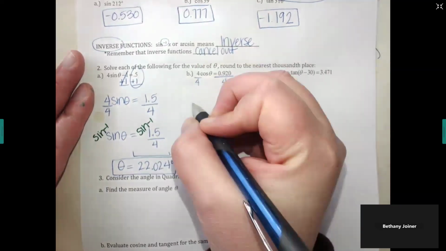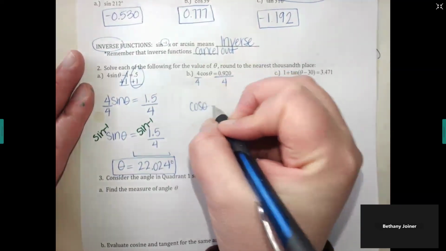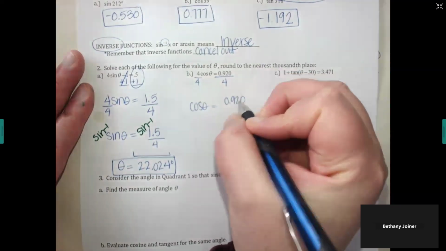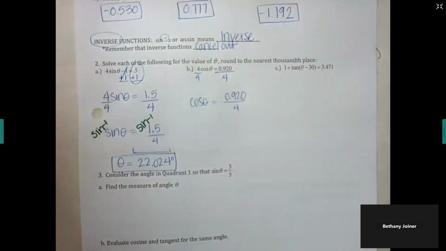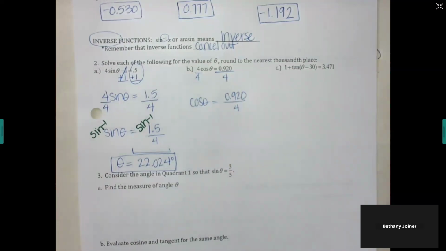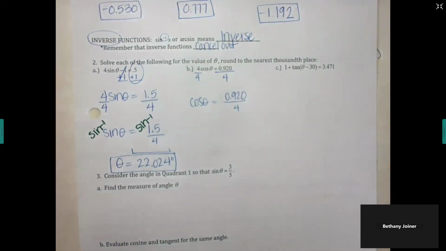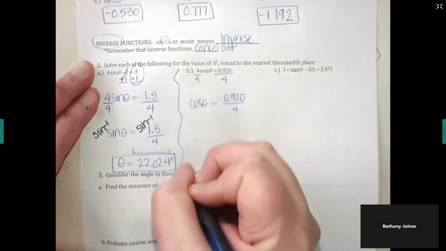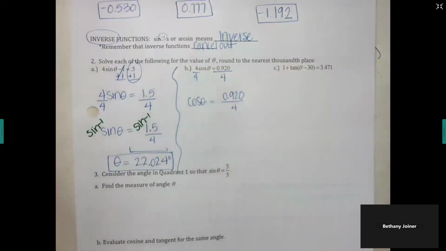So now we have cosine theta equals 0.920 over 4. Now remember, you can divide this out if you want to and then write whatever that decimal is. That's fine. But if you leave it as a fraction, that's okay, because what's my next step to get rid of cosine? So we want cosine -1, which is inverse cosine. So put that on both sides.